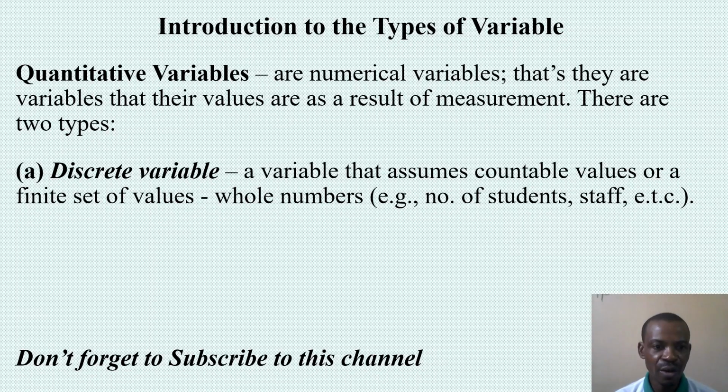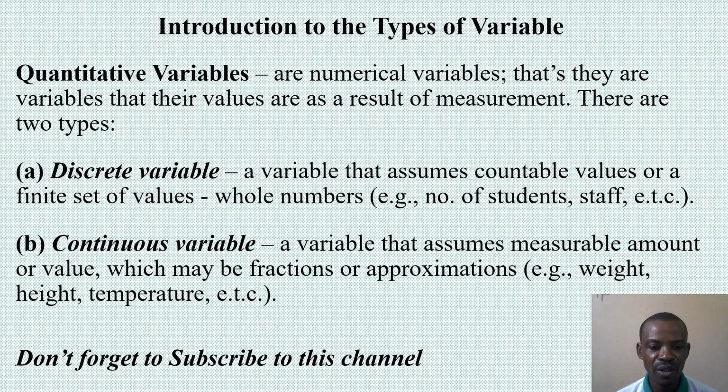Now let's look at the second type of quantitative variable, which is called the continuous variable. A continuous variable assumes measurable amounts of values, which means it may take the form of fractions or mere approximation. Let's take, for instance, weight. When we say an individual weighs 68, it doesn't mean that 68 is an absolute value. It simply means that it took an approximation. So it could be 68.2, 68.3, as the case may be. Other examples are here. So these are the two types of quantitative variable, the discrete variable and the continuous variable.